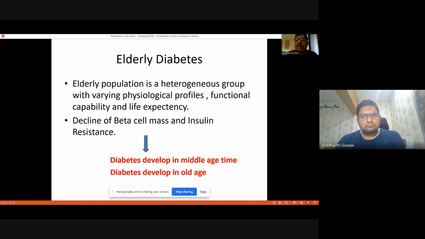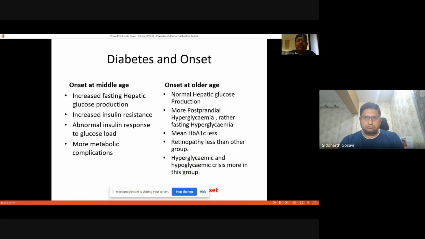The elderly population is basically a heterogeneous group of people with varying physiological profile, functional capability, and life expectancy. And in diabetes, there is both decline of beta cell mass and insulin resistance. So when we deal with a patient with diabetes in the elderly, two situations can happen. Either diabetes developed in middle age and the patient has now entered the geriatric age group, or diabetes develops for the first time when he is in the geriatric age group. So there is some difference in the pathophysiology and the presentations.